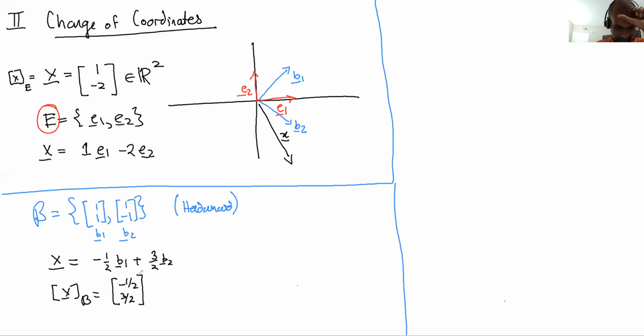Okay. So this is a different description of the same object, right? The meaning of this is saying that if I wanted to give the address for x in terms of the B basis, I would need to travel minus half in this direction and then 3 halves like this, and then I would get to the same x. It's a different description of the same vector. And I have a way of translating between these two descriptions. Can anybody tell me how I would go from x_E to x_B?